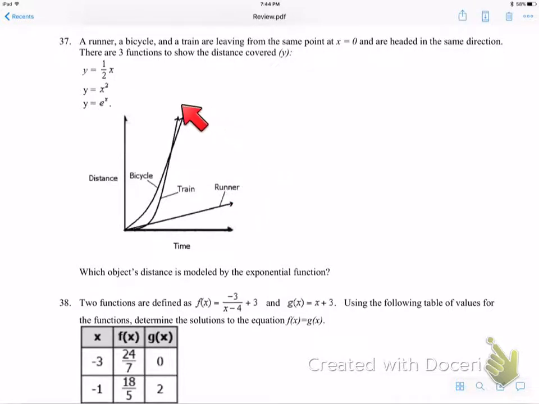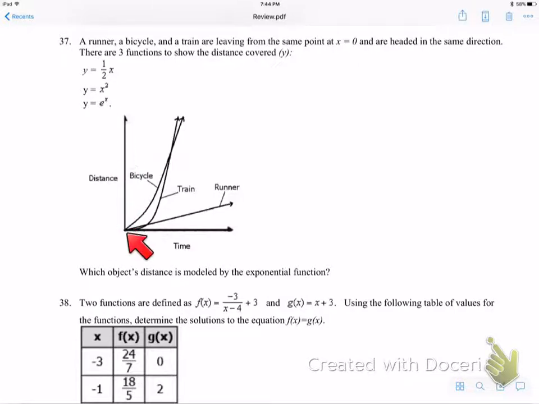Next, we have a quadratic equation, x squared. And an x squared function is a parabola. It's kind of hard to tell the difference between the train and the bicycle, the way it's graphed here, because you can't see the other half of the parabola. So we'll look at the next one. This one is an exponential equation because it's got an x in the exponent up there.